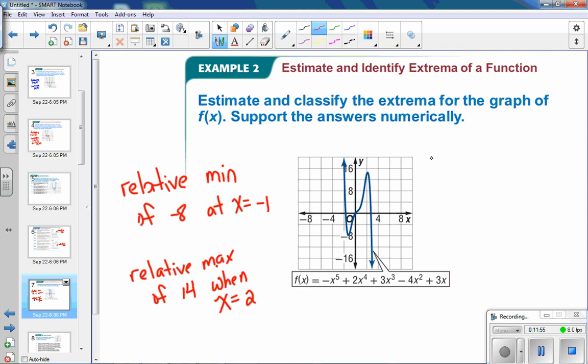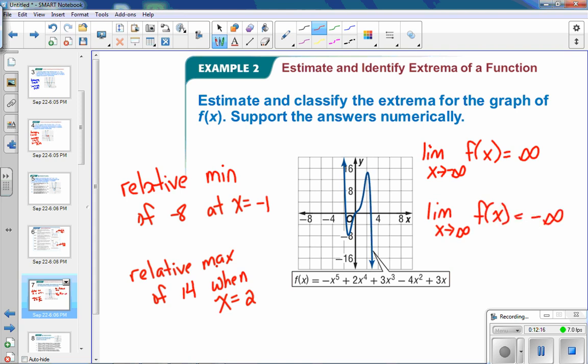Remember the limit as x approaches negative infinity of f of x equals infinity. So this described our end behavior that we did in the last section. The limit as x approaches infinity of f of x equals negative infinity. So this described our end behavior for this function.